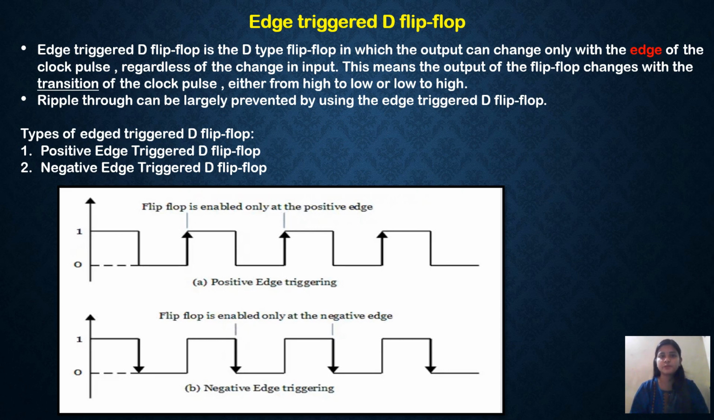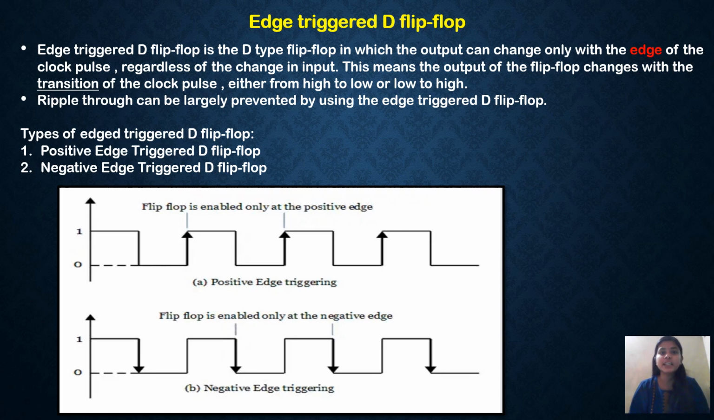The next type of D flip-flop is the edge-triggered D flip-flop. It is a data flip-flop in which the output changes only with the edge of the clock pulse. In other words, the output changes with the transition of the clock pulse either from 0 to 1 or vice versa. The main advantage of edge triggering in D flip-flop is that ripple-through condition can be prevented largely.